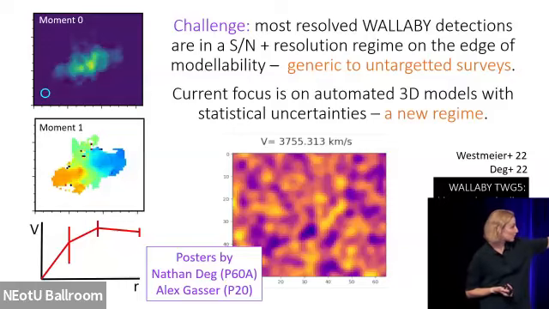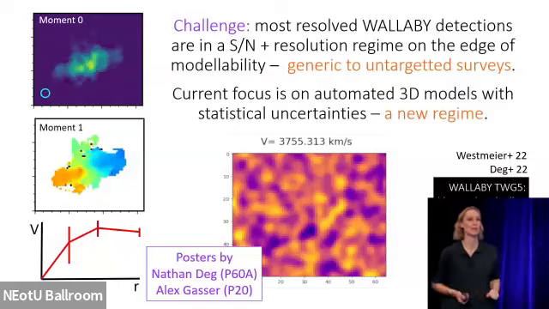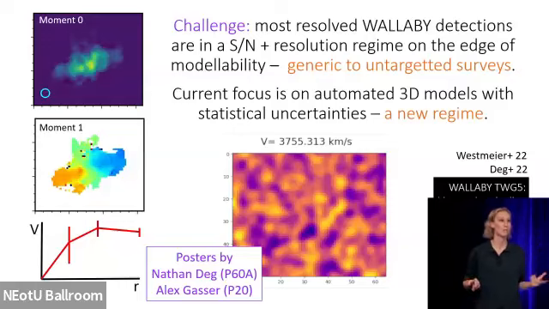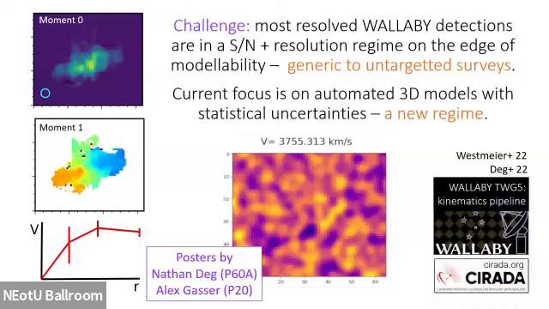The moment maps from the source I was showing you are shown here on the left-hand side, and we just managed to kinematically model it a couple of weeks ago, so it's really hard going. A lot of this work is happening within the WALLABY technical working group on the kinematics pipeline that I lead, and there's also been a lot of work done within the Serata project that's already been mentioned today. There are 2 really nice papers that describe the first data release for WALLABY as well as the kinematic models. There are also posters by Nathan Degg, who's here, as well as by Alex Gasser, who's working on modeling warped galaxies.